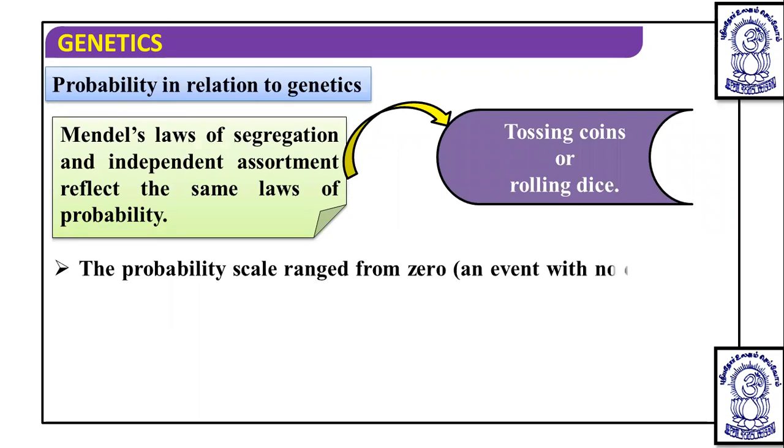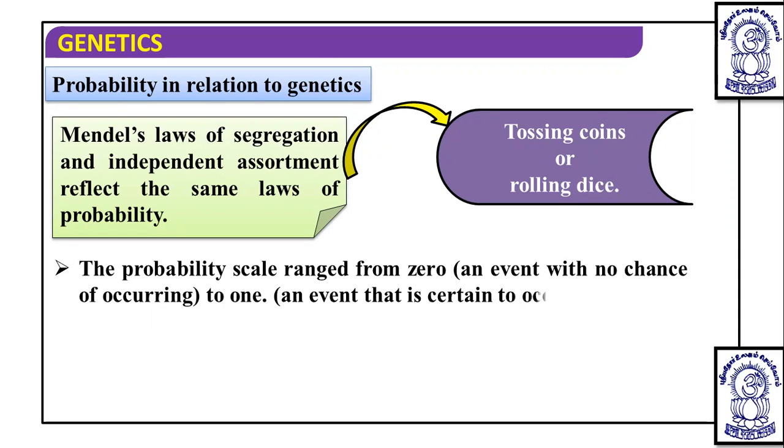The probability scale ranges from 0, an event with no chance of occurring, to 1, an event that is certain to occur. It means that from a capital T parent, it is fixed that the probability of getting capital T is 100%, so we can write 1. From a capital T parent, a capital T gamete is going to be produced 100% of the time, so the probability is 1. But the probability of small t from the capital T parent is going to be 0. So it can range from 0 to 1.